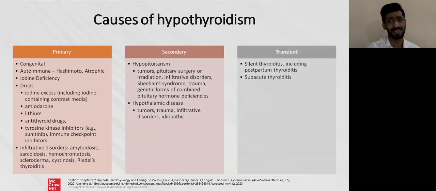Now, you can have some transient causes of hypothyroidism. Example, most common is subacute thyroiditis. We will speak about subacute thyroiditis in some time. The other is silent thyroiditis, which is something like postpartum thyroiditis. And any critical illness can cause transient hypothyroidism. That is your euthyroid sick.